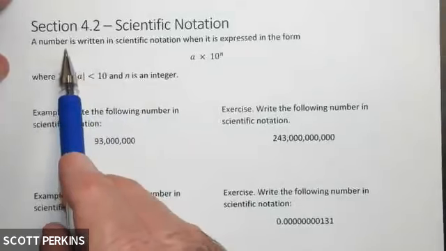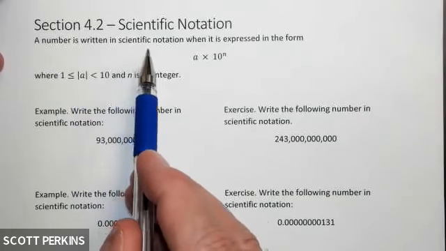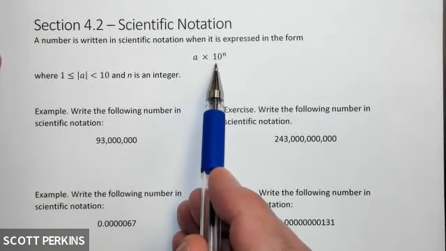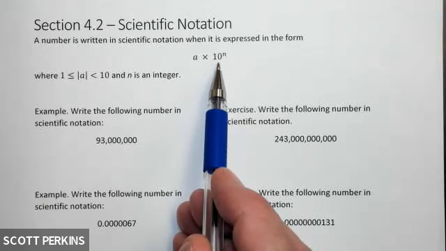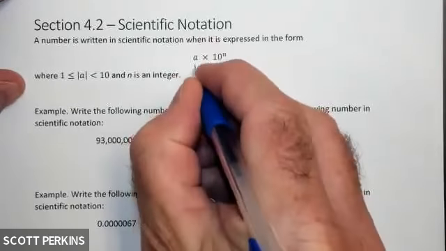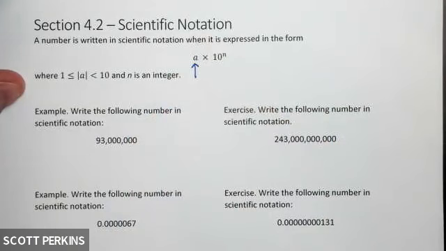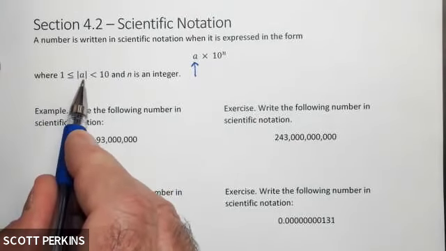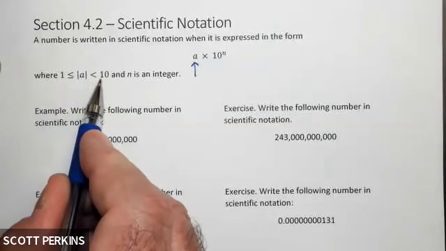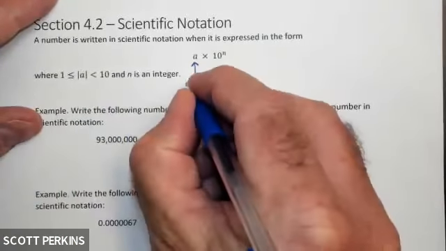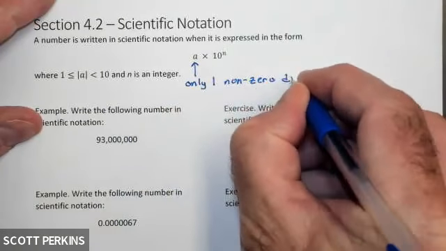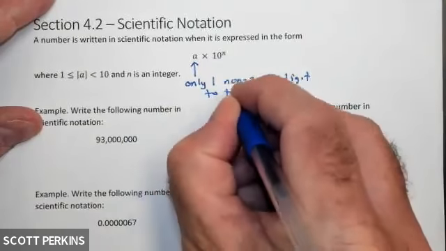So in general, a number is considered written in scientific notation when it's expressed like this. You've got a number A times a power of 10. Here's the thing about this number A. The number A will always have only one non-zero digit to the left of the decimal place. That's what this means right here, that the absolute value of A is going to be bigger than or equal to 1 and strictly less than 10. What that's saying is there's going to be only one non-zero digit to the left of the decimal.